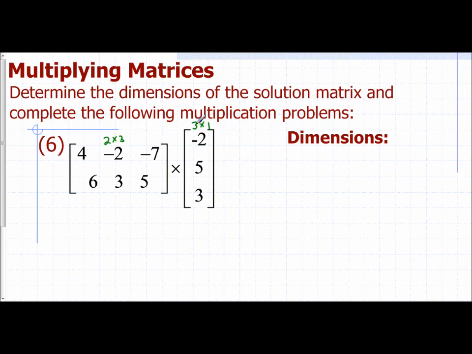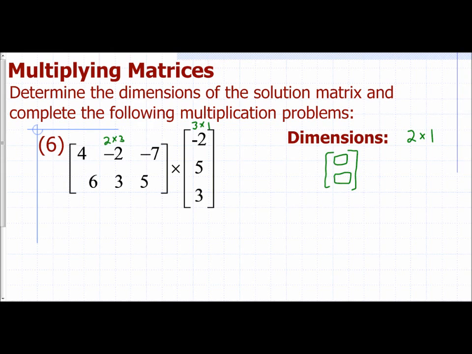So our end result matrix, the dimensions of the solution matrix, are going to be the outside numbers. It's going to be a 2 by 1 matrix. Now that means you're going to have 2 rows for your final matrix. So here's row 1, here's row 2, and you're going to have 1 column. And so this is the 1 column. So our end result should visually look like this. We should have 2 rows with just 1 column in our end result.